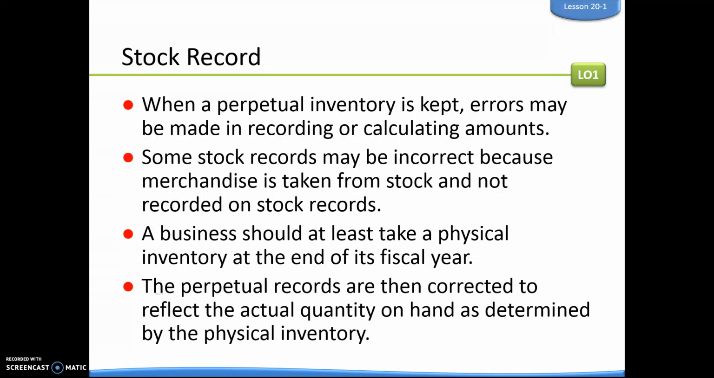The thing you have to remember about a perpetual inventory is that there's a lot of opportunity for errors to be made in recording and calculating amounts. So even if you do a perpetual record, you should at least take a physical inventory at the end of each fiscal year. That is GAAP's recommendation. The perpetual records then, after you do a physical inventory, get corrected to reflect the actual quantity on hand in case there was an error in calculating.